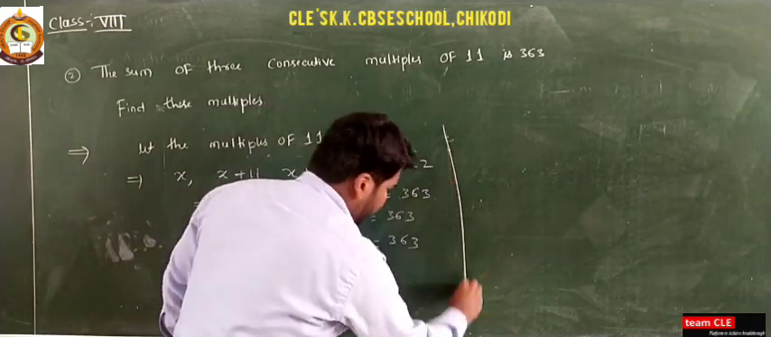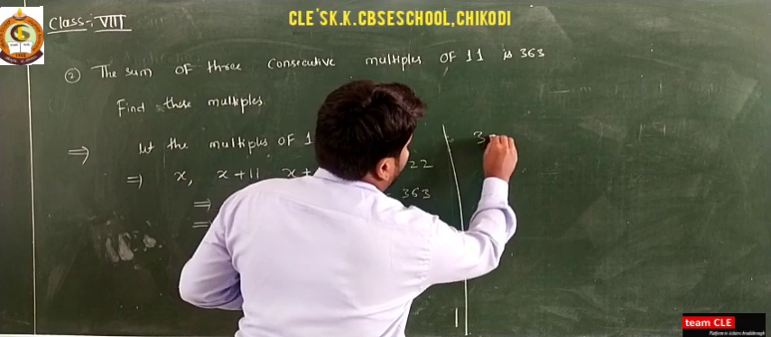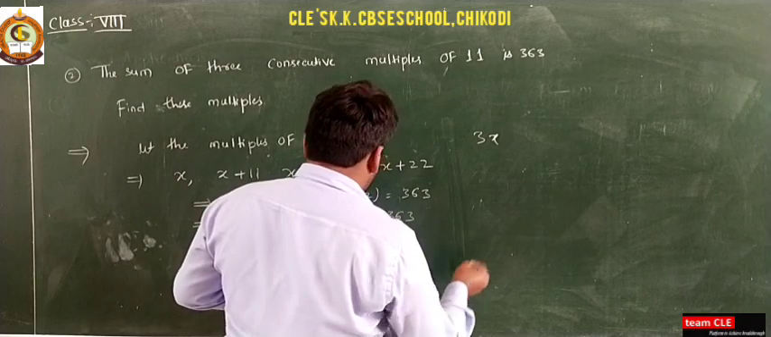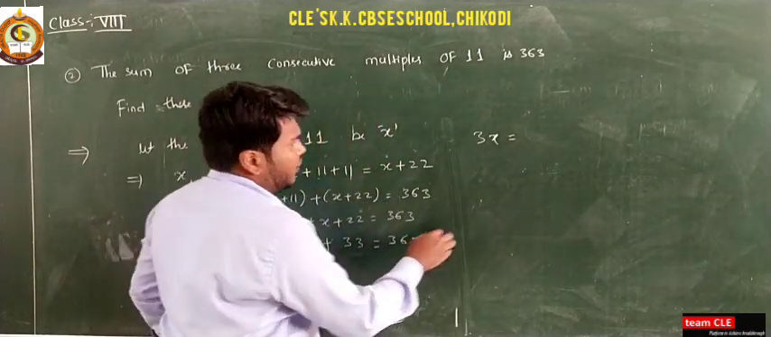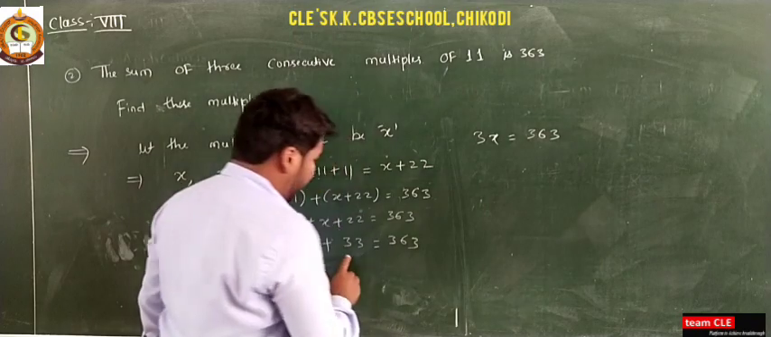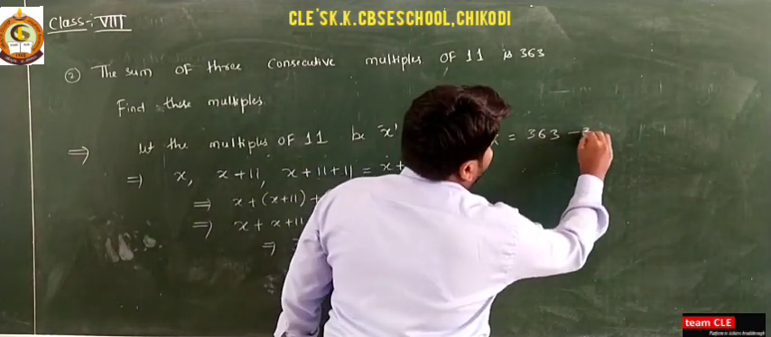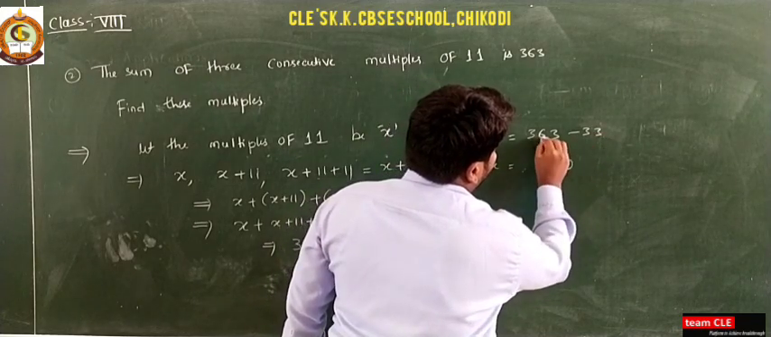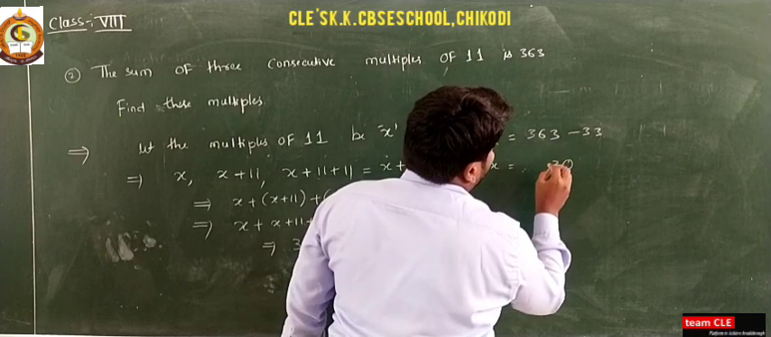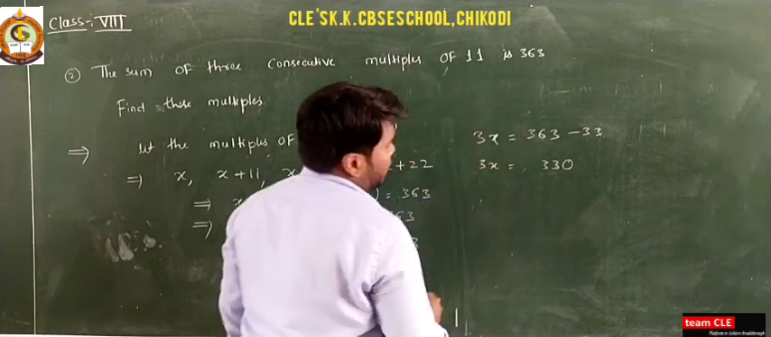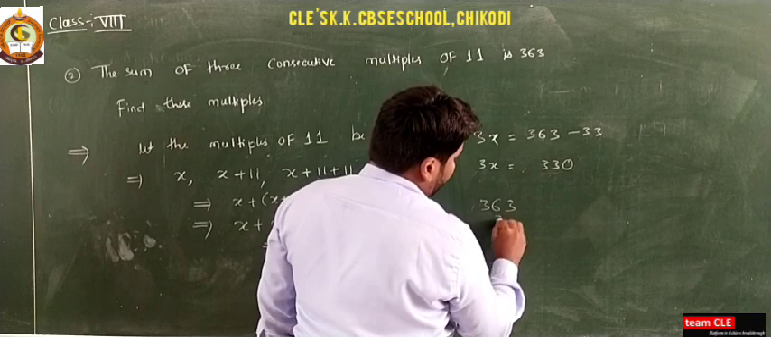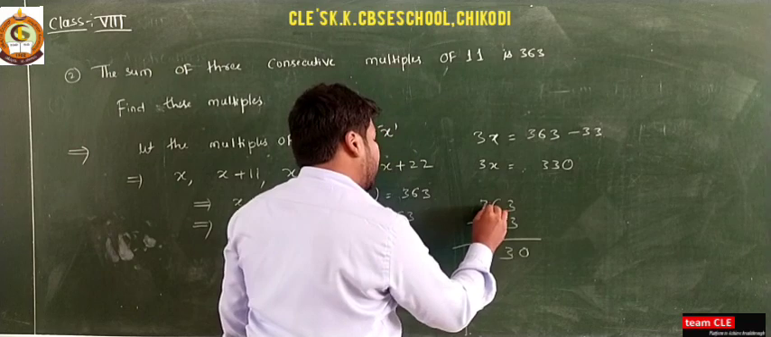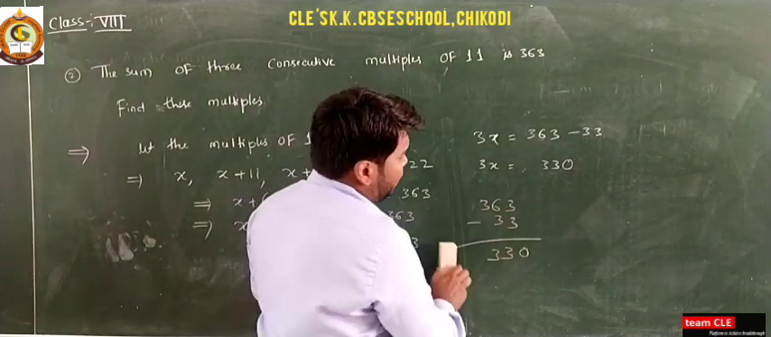Okay, so I will solve this equation now. 3x plus 33 is equal to 363. The plus 33 will come across as minus 33. So 3x is equal to 363 minus 33. 3 minus 3 is 0, 6 minus 3 is 3, and 3, so that is 330.